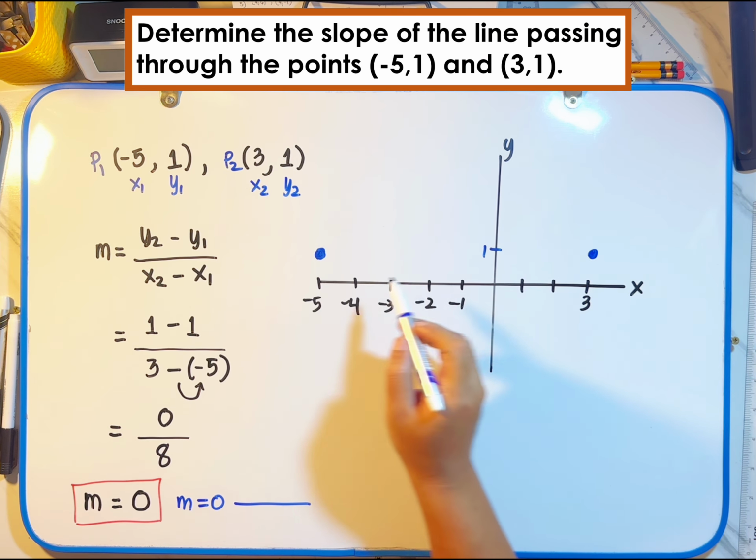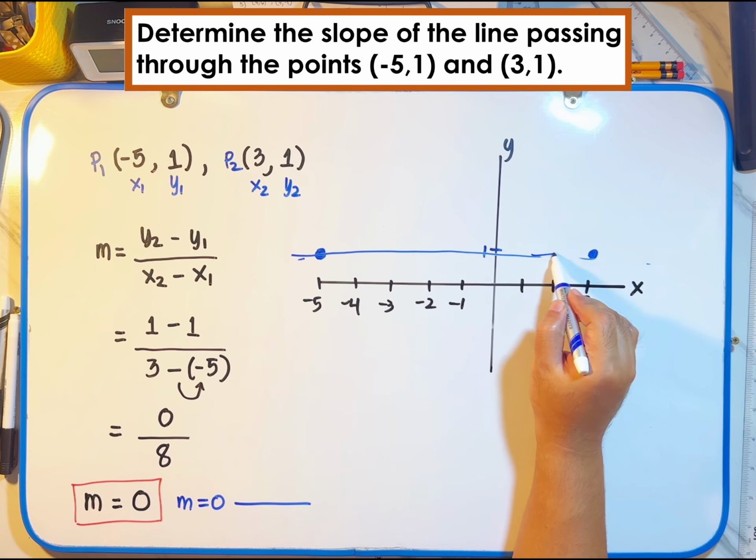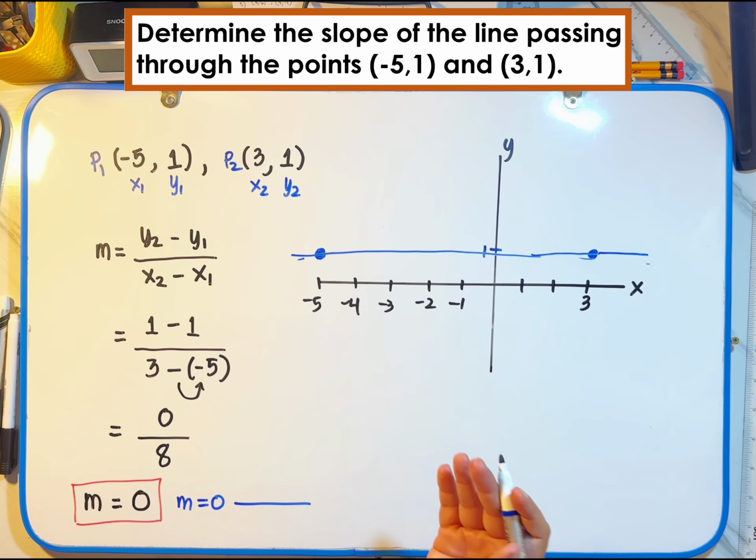And it's very clear. We can draw a horizontal line passing through these 2 points. Okay? Sorry for that. So you get the point, okay? Please bear with my drawing. Okay, let's proceed to the next one.